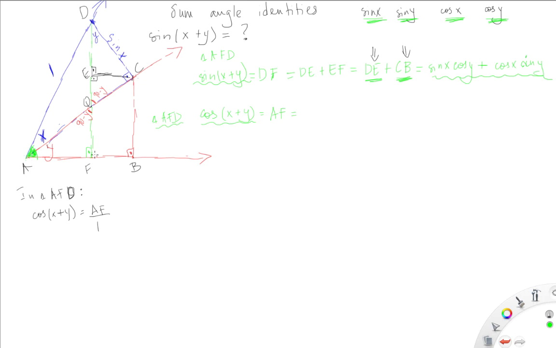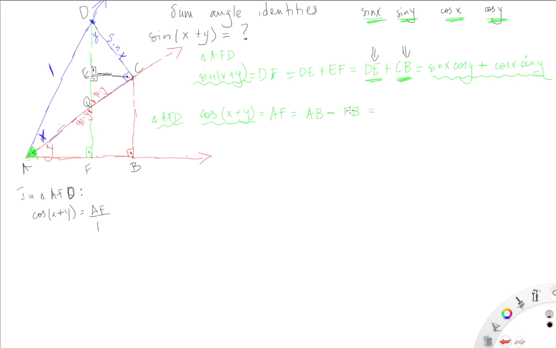However, I also noticed that if I take side AB, the bigger one, the red one, and I subtract FB, I'm still left with side AF. So side AF, I can also express as AB minus FB. AB minus FB gives me side AF. So my problem becomes trying to find side AB and side FB.